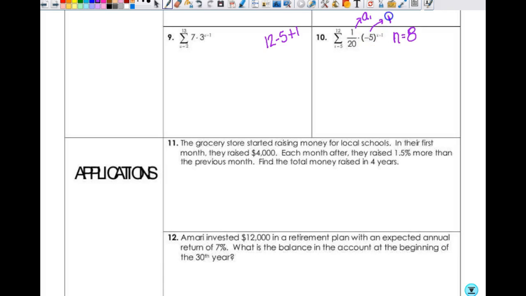This is A1. This is R. However, I do need something else here, because in the formula where it has A1, that represents the first term in your series. The first term in our series is not A1. The first term in our series is A5. So I need to know what A5 is. That's easy to find. I substitute in. I get 1 over 20 times a negative 5 to the 5 minus 1. So figure out what A5 is.